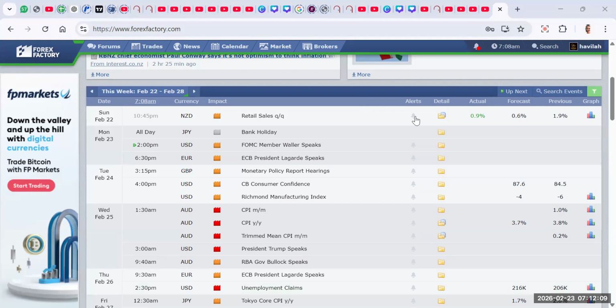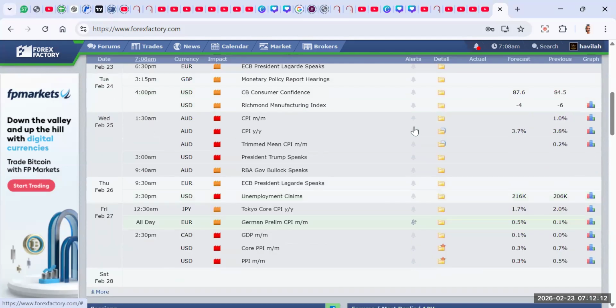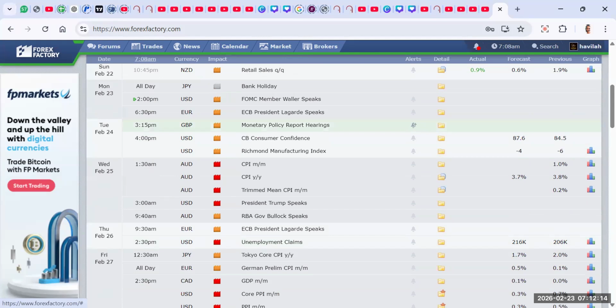So this week we have a lot of fundamental events, but I'll pick out the key ones which will likely impact the market.